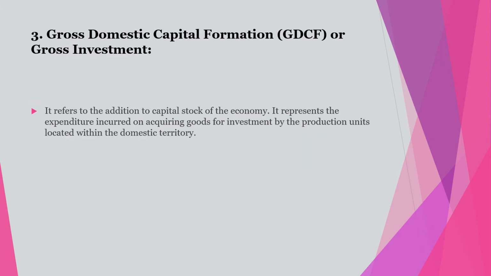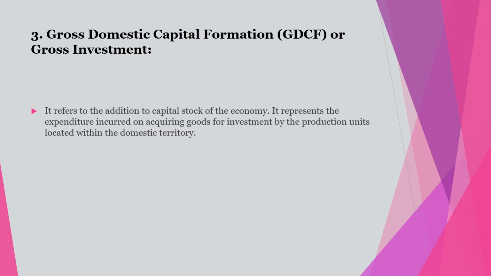Next, gross domestic capital formation. It means gross investment, by which we are able to calculate GDP at MP. If instead of gross, net domestic capital formation is given, or instead of gross investment, net investment is given, we are able to calculate NDP at MP. It means net domestic product at market price.